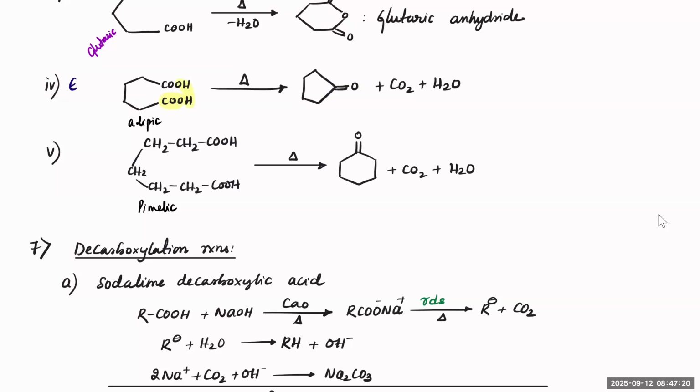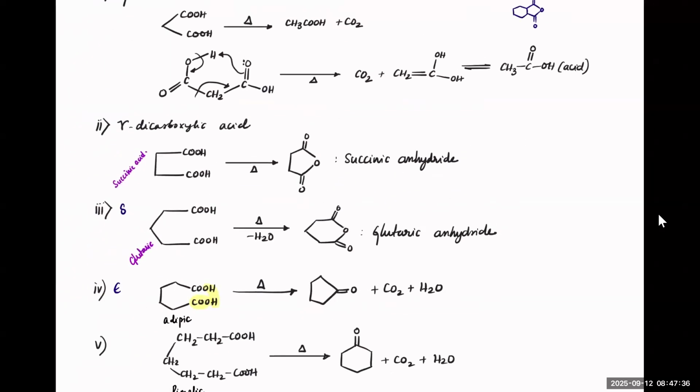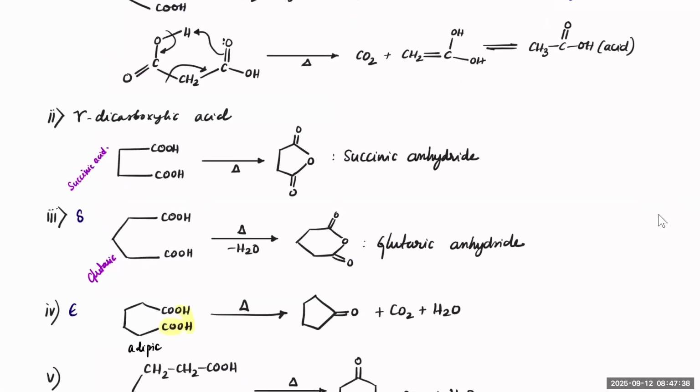So epsilon and above that, whatever be the case, pimelic acid will also convert into a ketone plus CO2 and H2O. So decarboxylation is clear, beta? I mean, sorry, the heating effect is clear on acids, right?